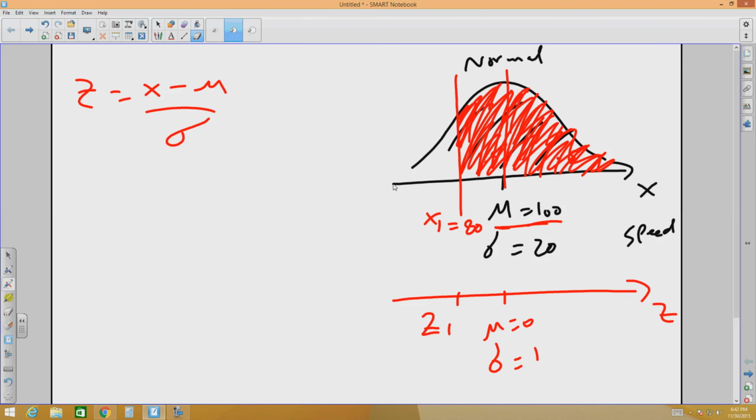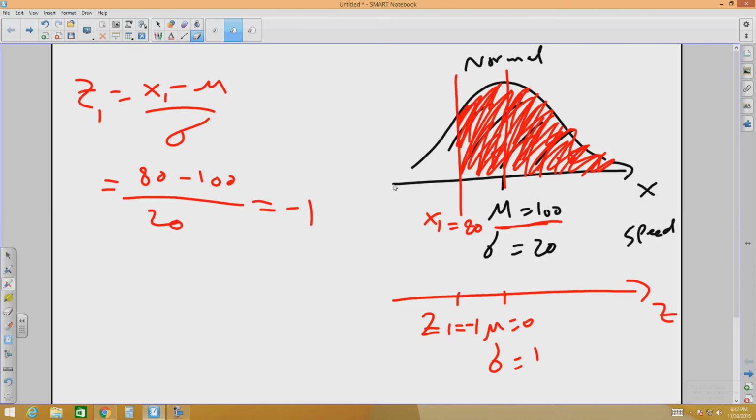Okay, so let's do that. The first step here: you have x1 equal to 80, and z1 is actually going to be 80 minus mu, which is 100, and then divided by 20. That is going to be minus 1. Okay? Z is minus 1, so I have minus 1 here. Z1 is equal to minus 1.